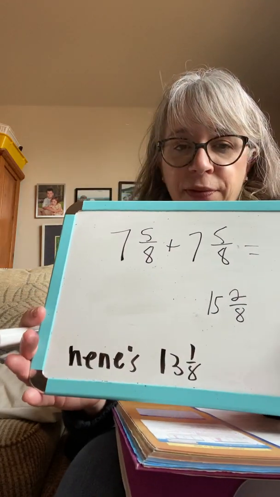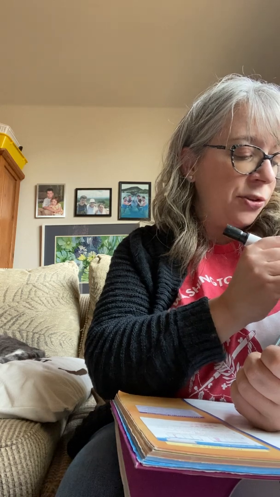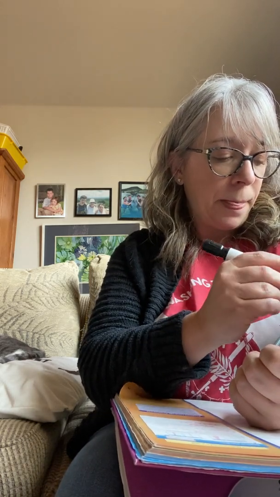So 10, how many times can 8 go into it without going over? 1 time. And what's left over is 2 eighths. So right now we're at 15 and 2 eighths. Okay, that's how much the pelicans weigh, 15 and 2 eighths. All right, well, let's add 15 and 2 eighths plus 13 and 1/8.